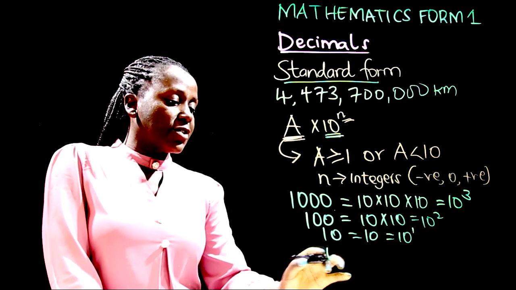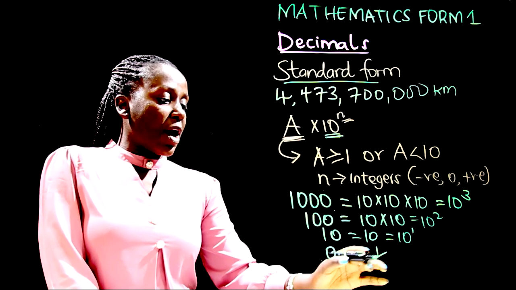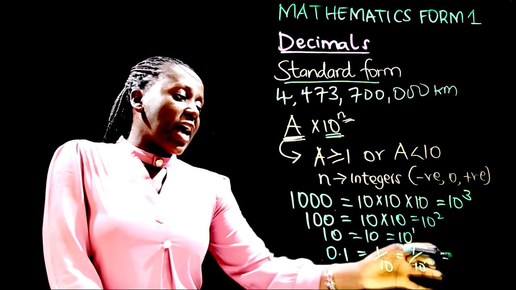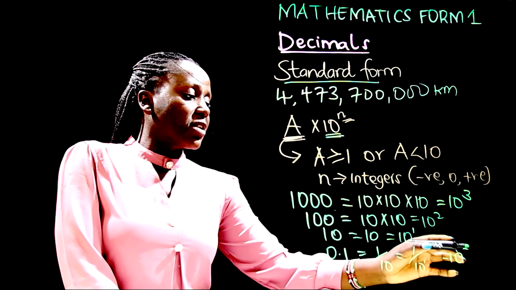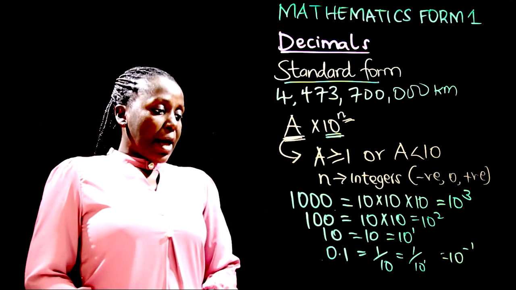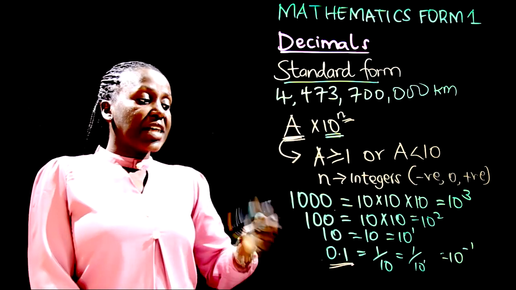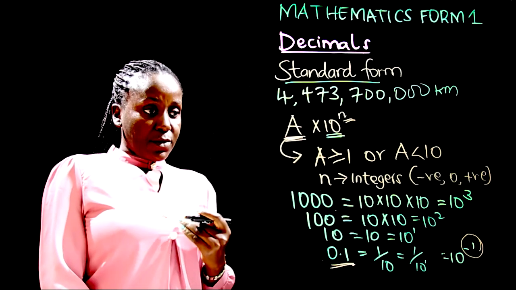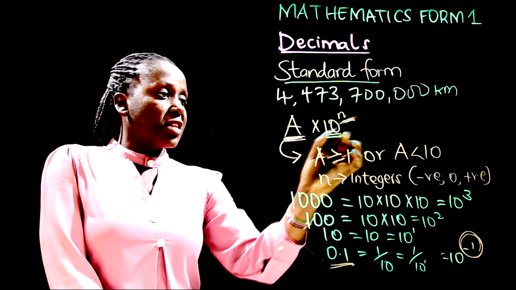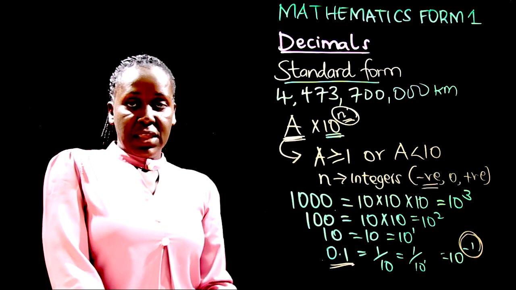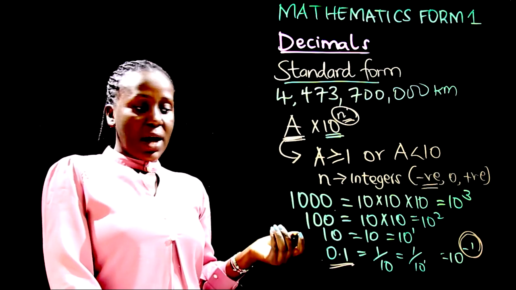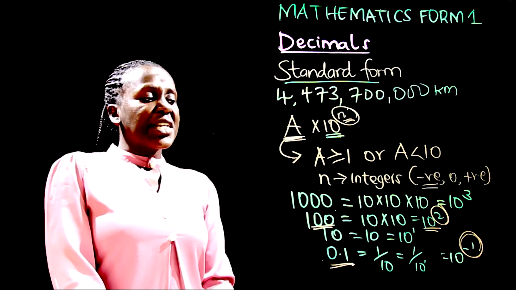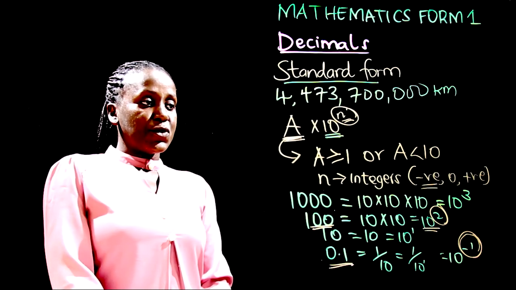Then, if you have something like 0.1, 0.1 is the same as 1 over 10, so this is equal to 1 over 10 power 1. If you want to remove the fraction, you must add a negative to the power. So this will become 10 power negative 1. Any number that is less than 1, when written in standard form, will always have a negative power. Let me repeat that: for a number less than 1, the value of n will always be a negative integer. But if a number is greater than 10, like 100, the power will always be positive. So when is the power 0? We're going to discuss that as we do some examples.